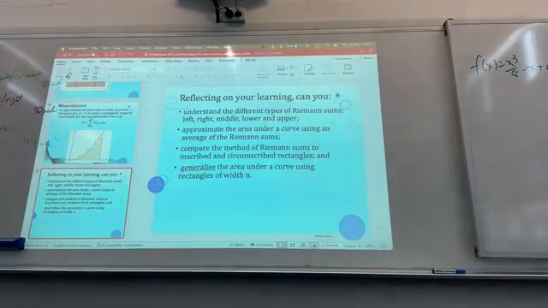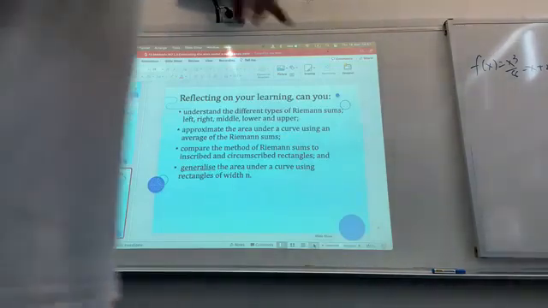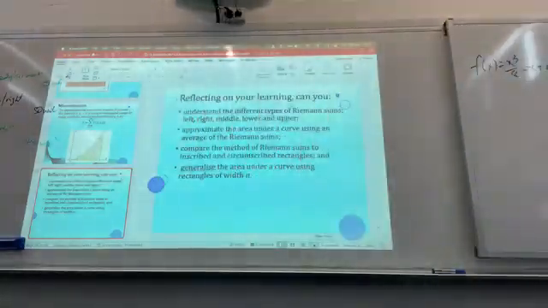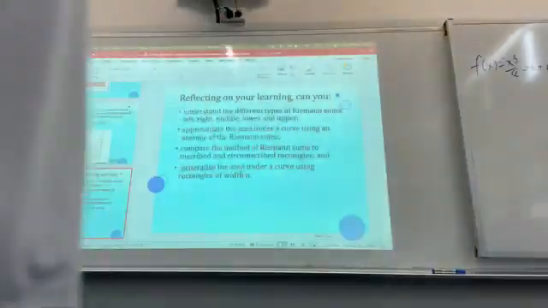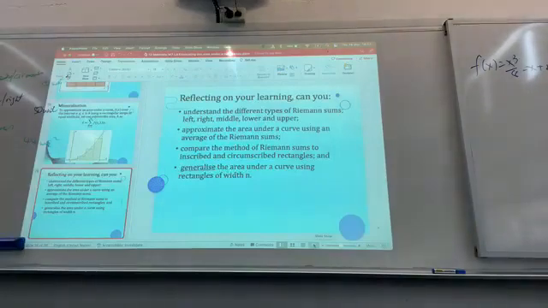Are we going to do integral? Not yet. I'll do the integral a little bit later.